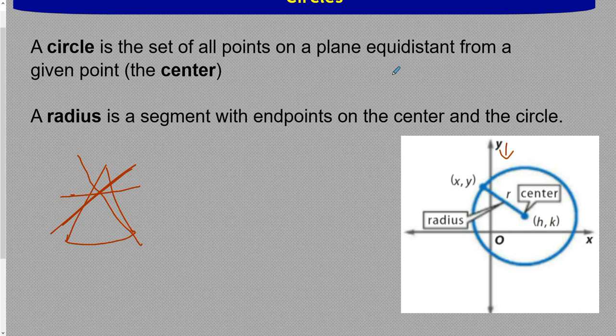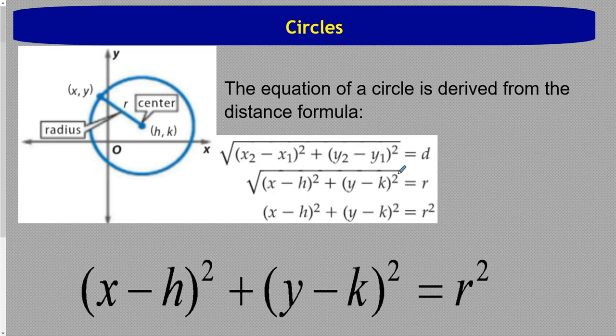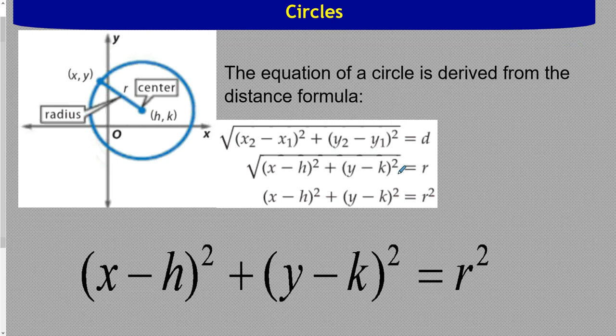A radius is a segment that has endpoints on the center and on the circle. The radius is the distance from the center to those points. So we talk about those points being equidistant. Well, that distance is the length of the radius. We can write the equation of a circle, and it comes from the distance formula.